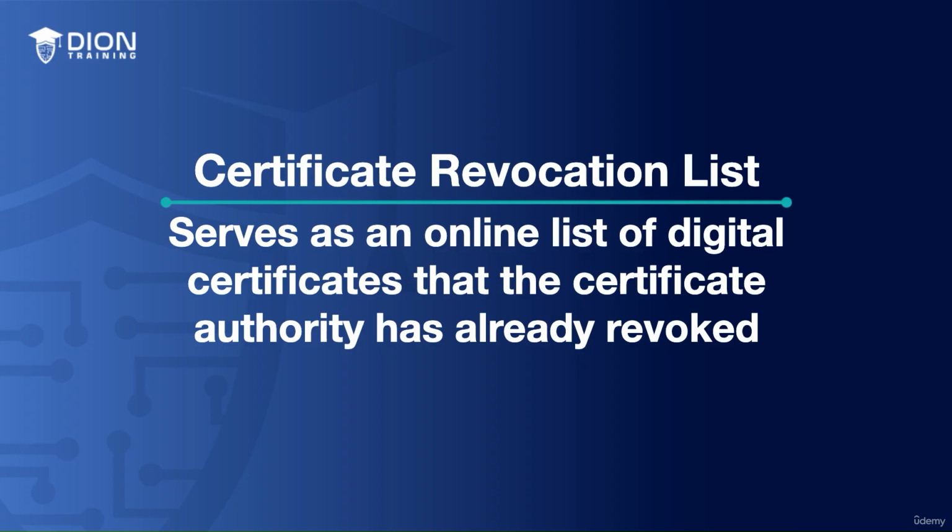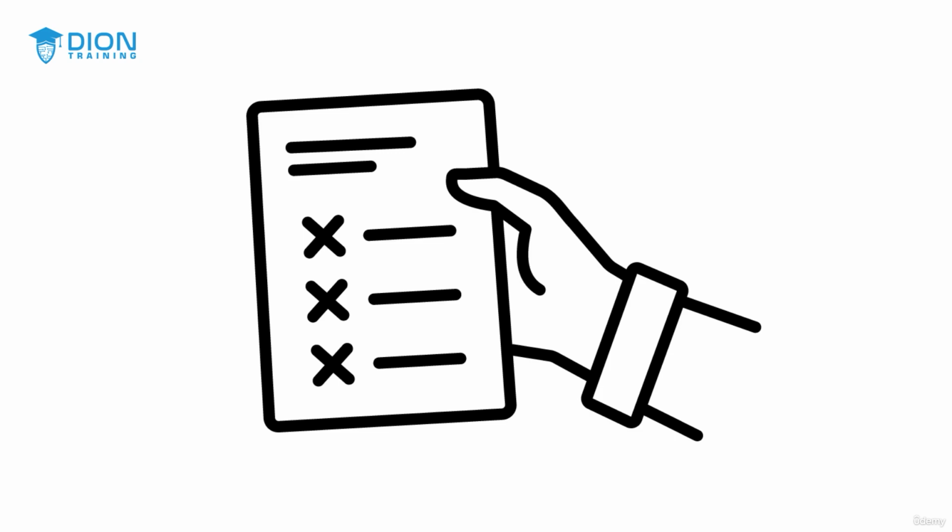Ninth, we have the certificate revocation list, known as the CRL. Now, each certificate authority is going to maintain its own certificate revocation list. This CRL will serve as an online list of digital certificates that the certificate authority has already revoked. Usually, this is because those certificates have become compromised by some kind of data breach. The certificate revocation list is the full list of every certificate that has ever been revoked by that particular certificate authority.